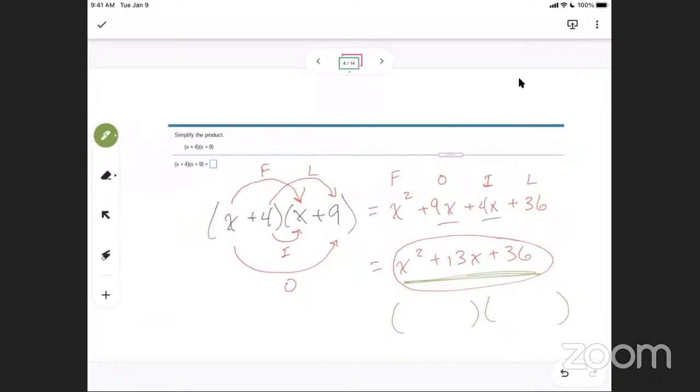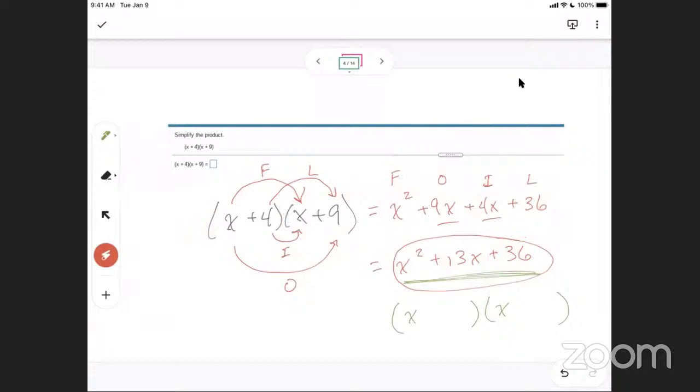What are the factors, I should say? What are the factors of x squared? Two x's, right? So one of the x's is going to go here and one of the x's is going to go here. And then what are the factors of 36?